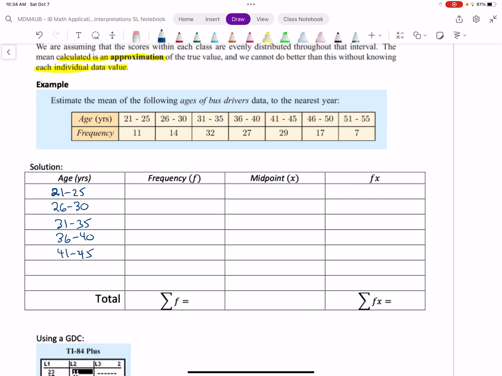This would be continuous data, right? Age is a continuous variable. And we've got them grouped by the number in each. So I've got my frequency. I'm just going to copy over those numbers.